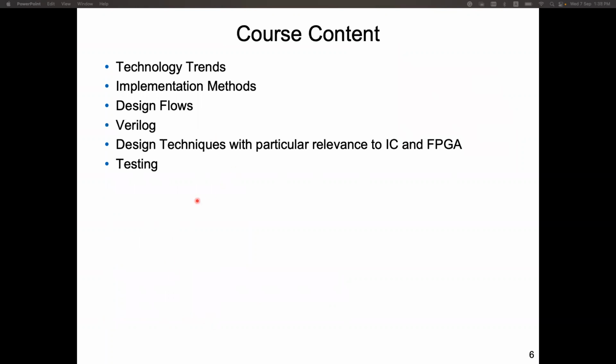So this is the course content: technology trends, implementation methods of digital circuits, design flows, basically design flows for 2 digital design methods, that's ASIC and FPGA. Then we spend quite a lot on Verilog. And also a lot of time on design techniques with particular relevance to IC and FPGA. Last is about testing, testing structures built in the IC.